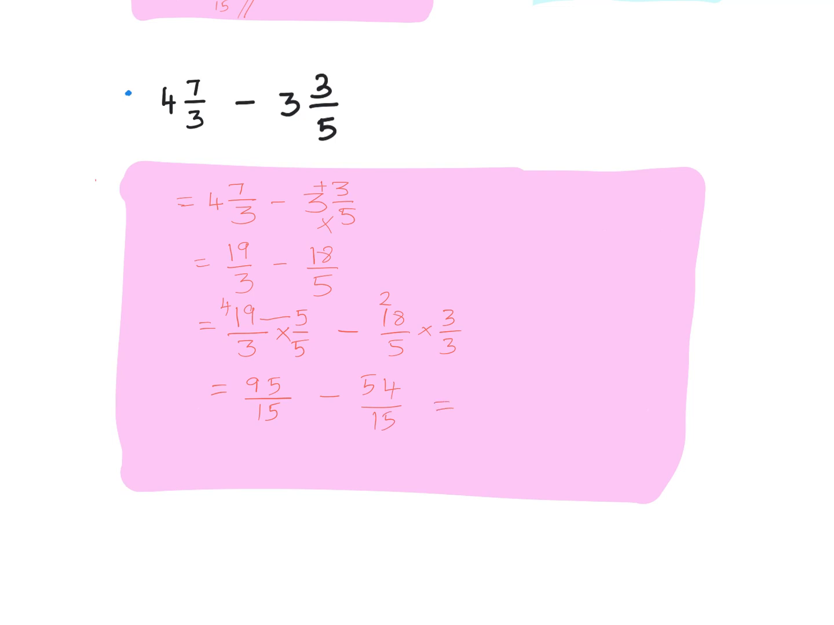The next step is, here we got the same denominator. We will write 15 here, and the numerator 95 minus 54. Here we can solve 95 minus 54: 5 minus 4 is 1, 9 minus 5 is 4. So the numerator we got here is 41 by 15. This is the right answer.